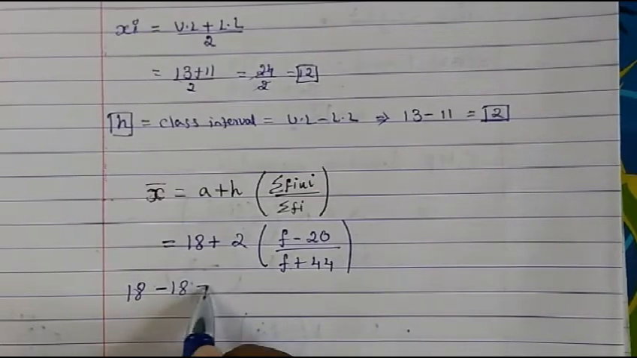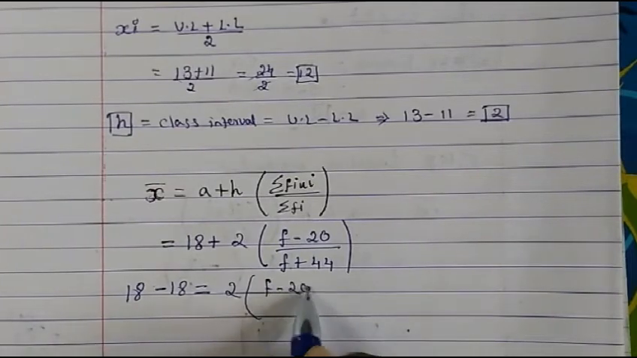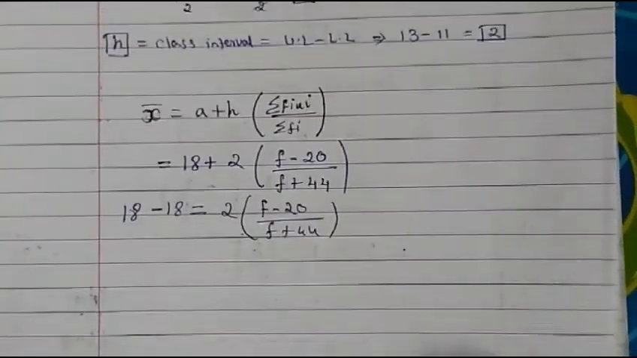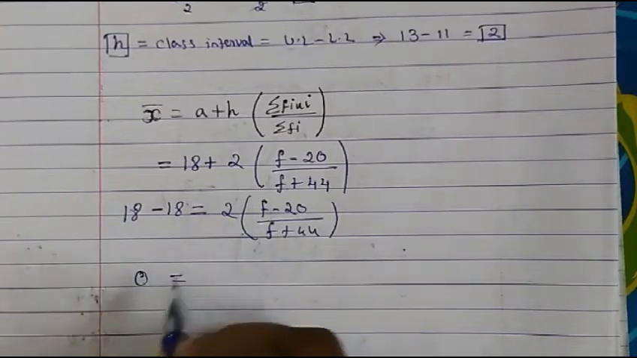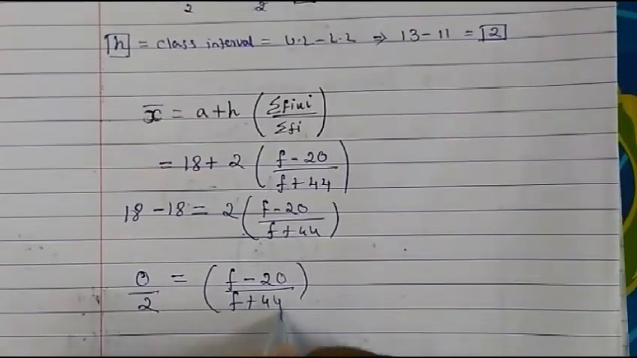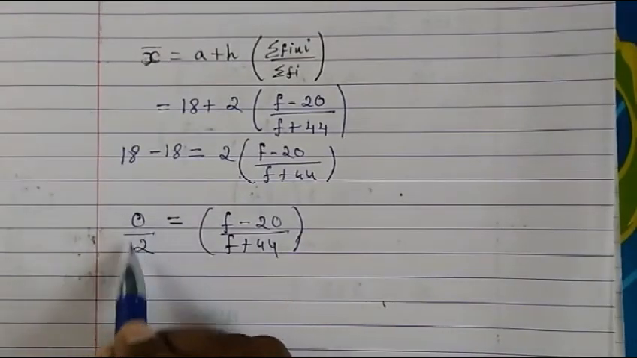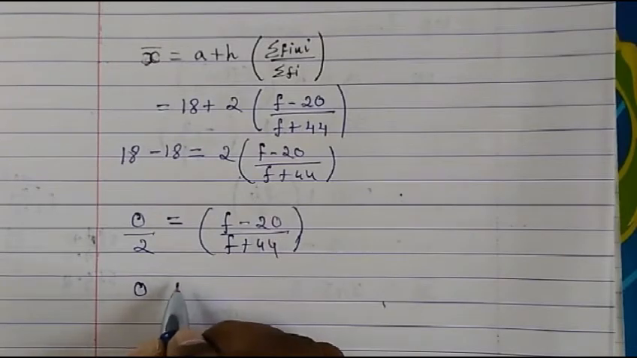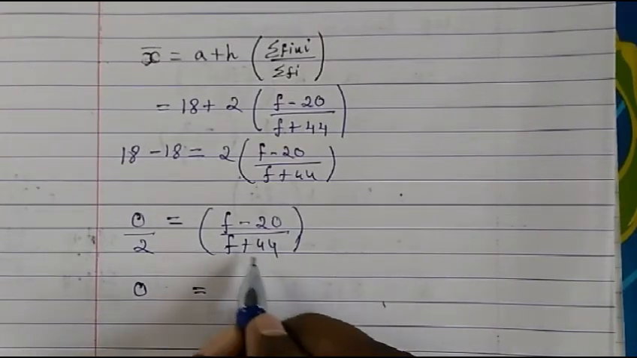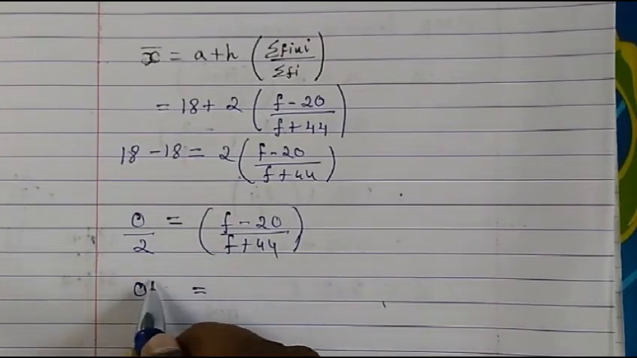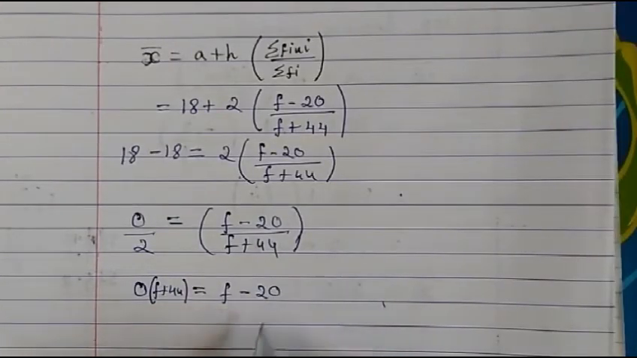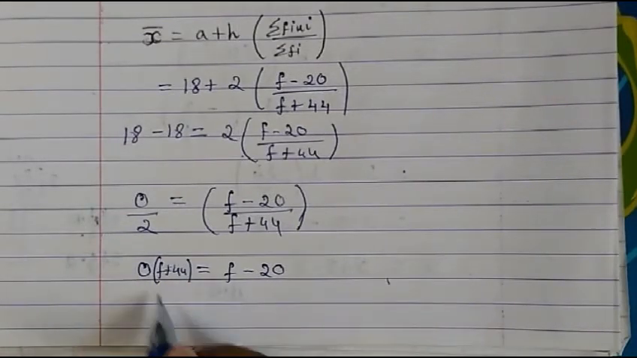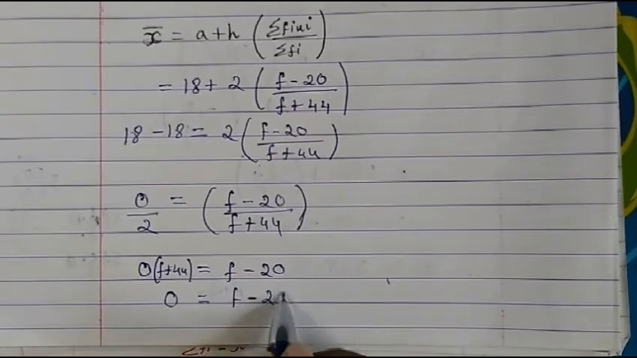This is in plus. When it comes here, it will become minus. So we are left with 2 times f minus 20 upon f plus 44. Minus 18 plus 18 becomes 0. Now this 2 is in multiplication. When it comes this side, it will go to division. So we are left with f minus 20 divided by f plus 44. Now again 0, when you divide with any number, it will become 0. So now we have f plus 44 in division, bring it to this side, it will go to multiplication. Whatever you multiply with 0 will become 0. So we are left with f minus 20.